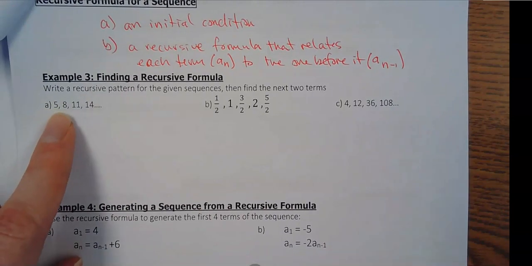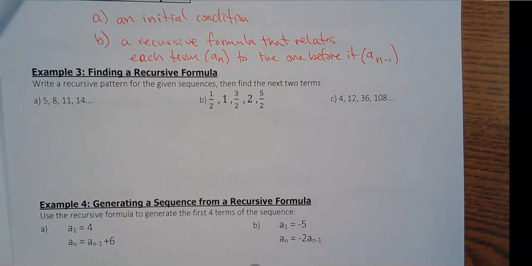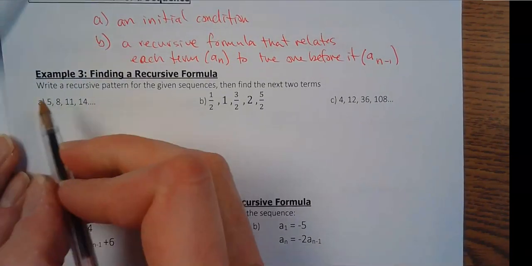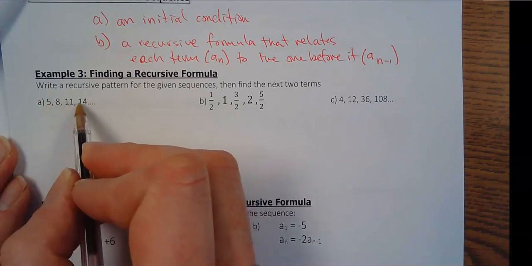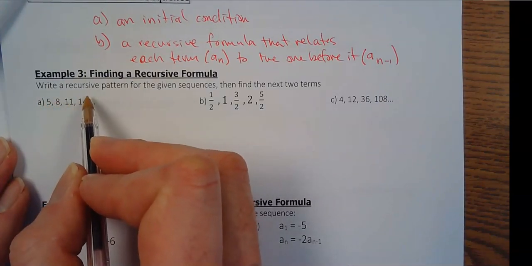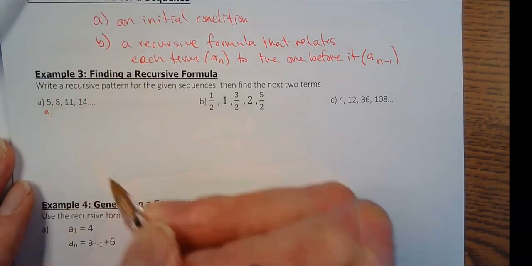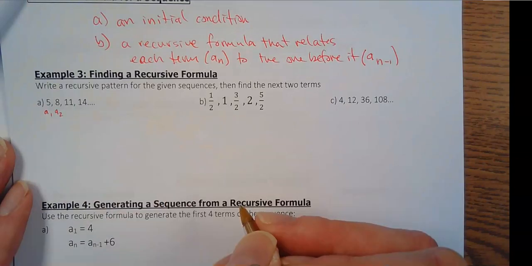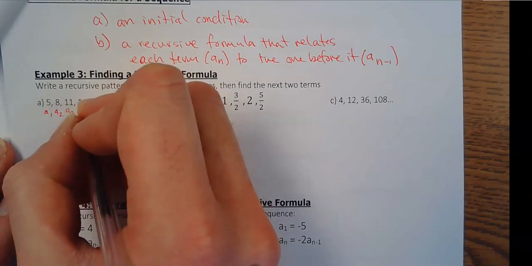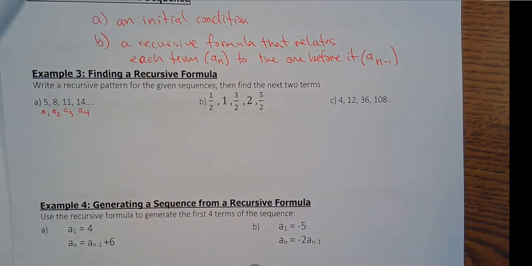So on this one, we want to look at what happens. So write a recursive formula, then find the next 2 terms. So what's going on here? I think we had this on the front side. We're adding 3 every time. Well, first off, so this would be a sub 1, and then 8 would be a sub 2. And then 11 would be a sub 3, 14 would be a sub 4.